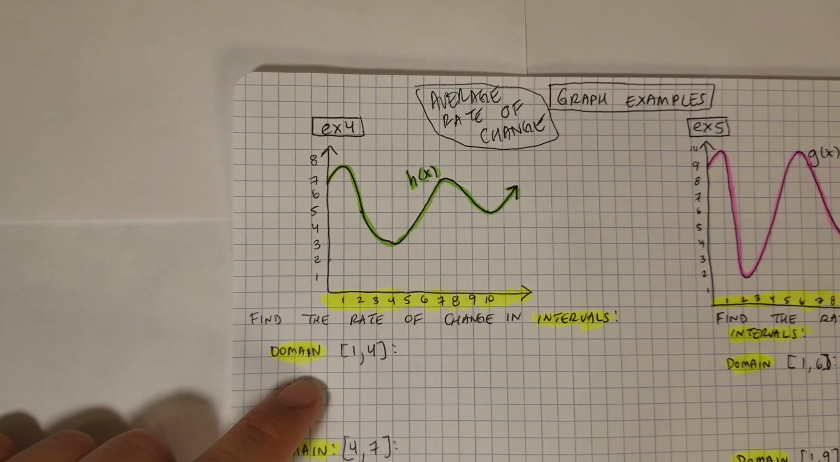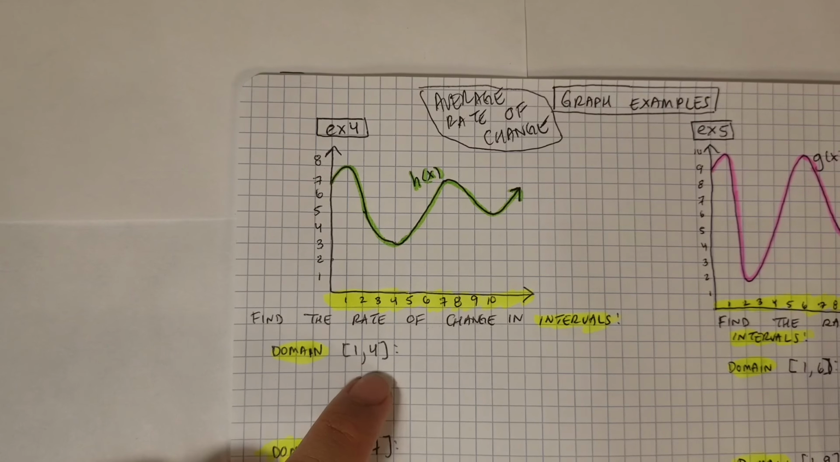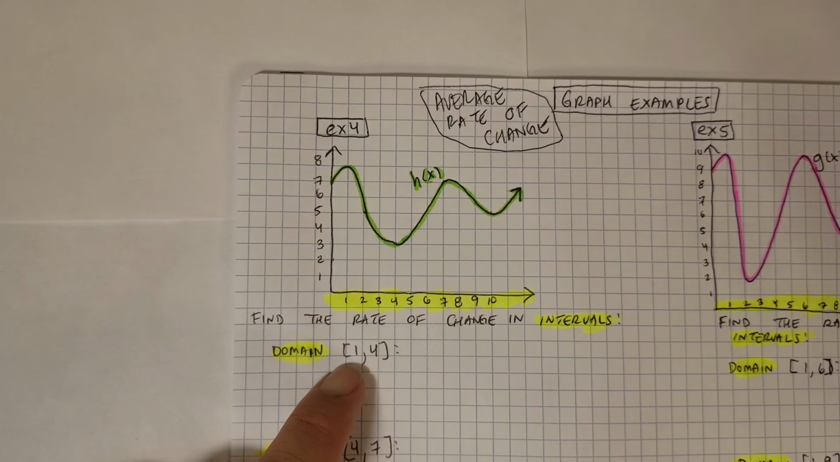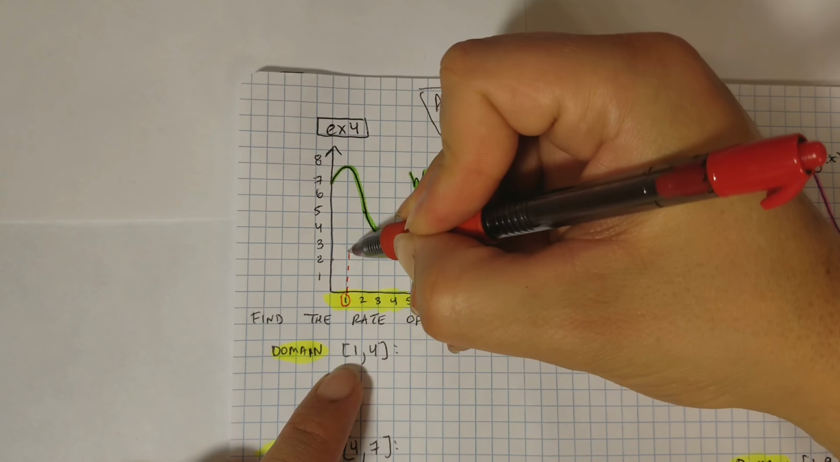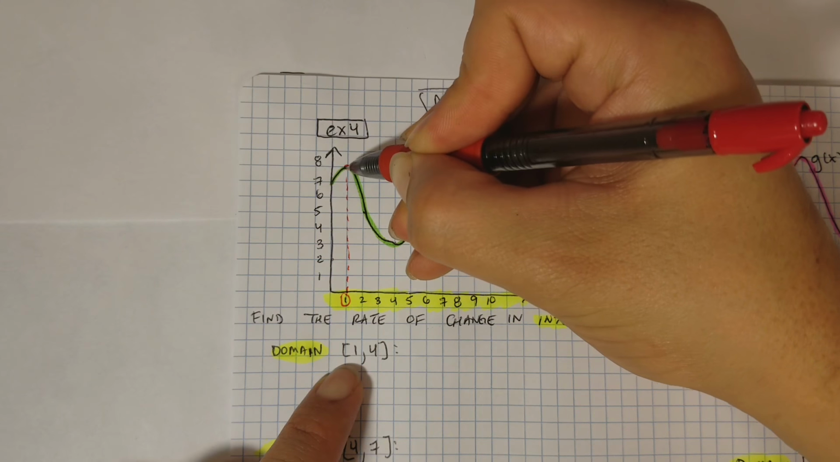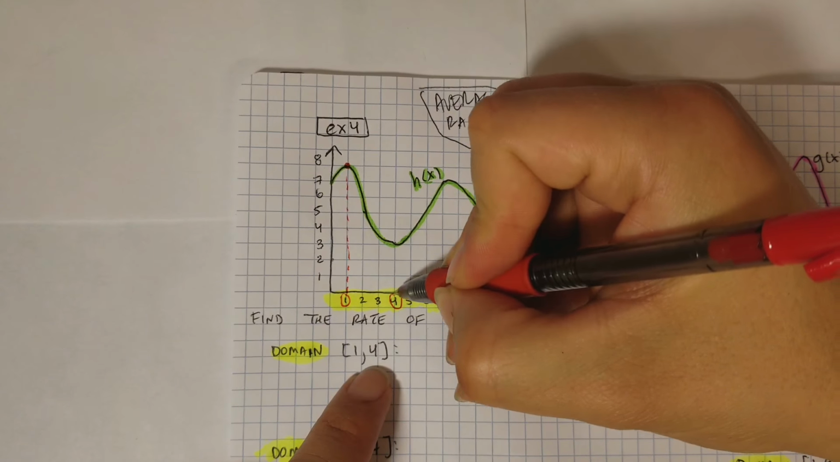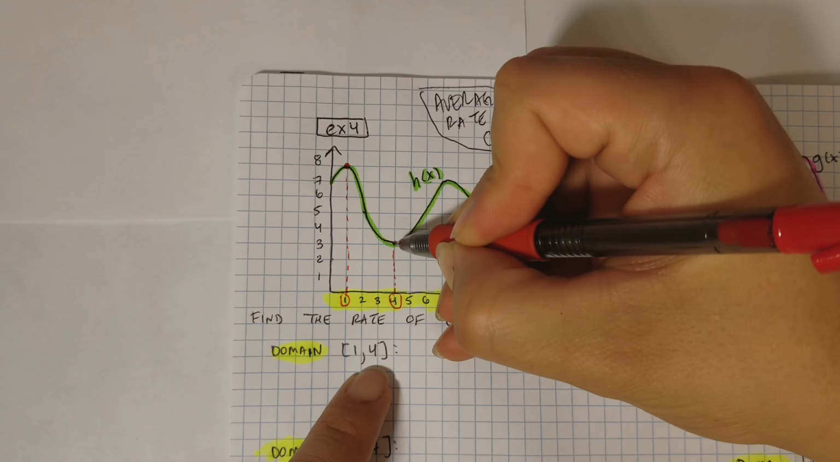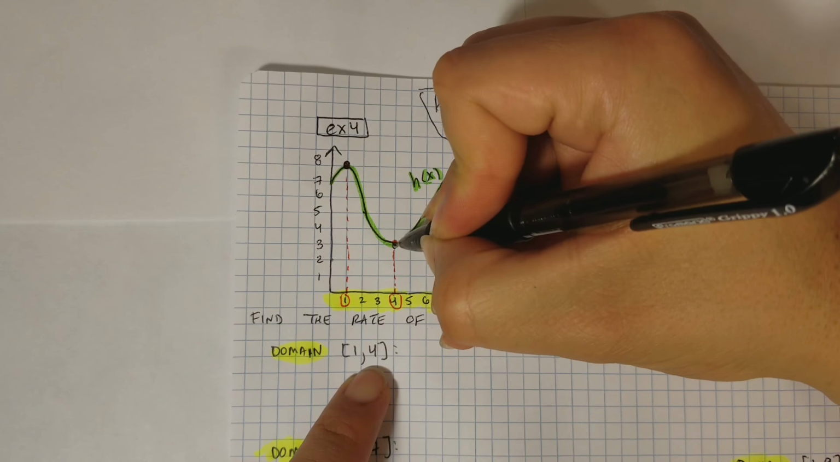So let's find the rate of change, or the slope, from 1 to 4. Look at where x equals 1, which I highlighted here. I'm going to go up to the graph and put a point right there, and then go all the way to x equals 4 and go to the graph. The function is going to be here. So what they're basically asking you is, what is the slope from this point to this point?